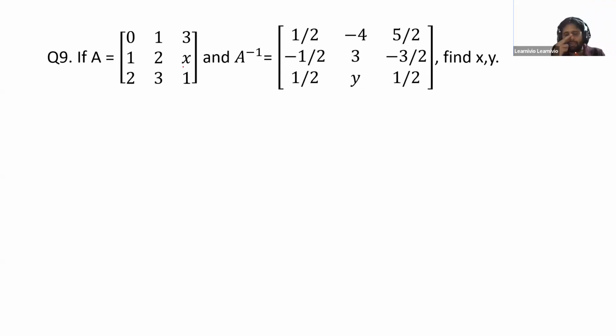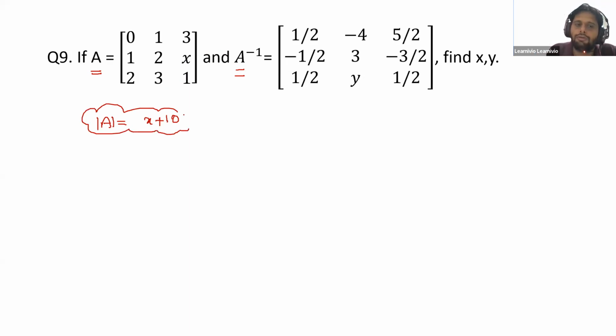But we don't need to find the determinant here. Our matrix A is given and A inverse is given. We need to find the value of X and Y, so there is no need to find the determinant. Suppose you find the determinant, then what will we get? You will get a value in terms of X, for example X plus 10. Then you want to say that we will use the formula of A inverse.